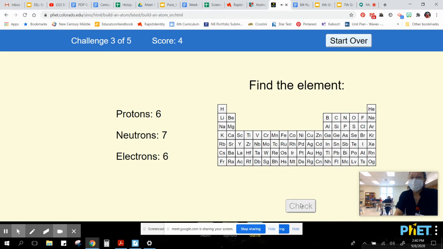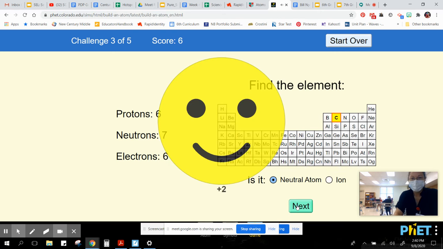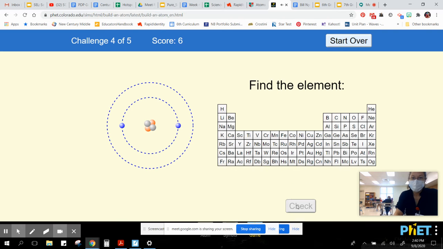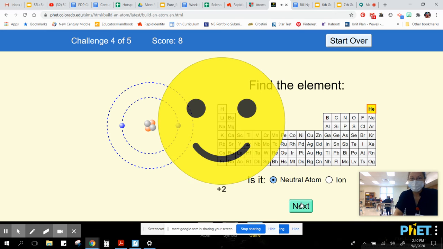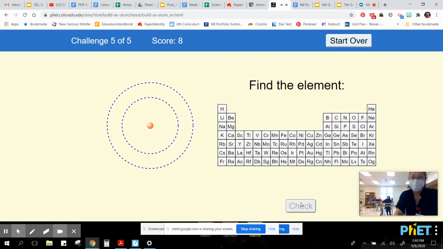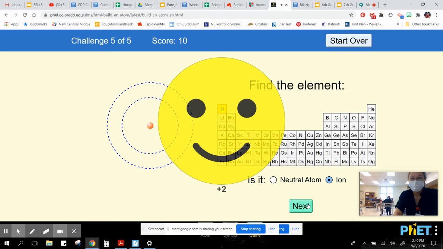Okay. Which one is this one? Carbon. Is it neutral? Yes. Okay. Which one is this one? 2 protons, helium. Neutral or not? Yes, neutral. Okay. What element? Hydrogen. Is it neutral? No, it is not because it's missing electrons. So ion.